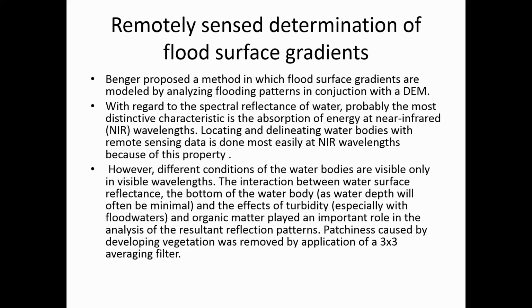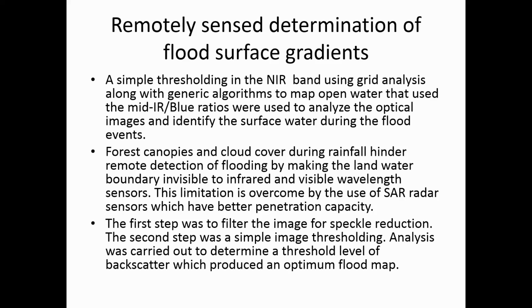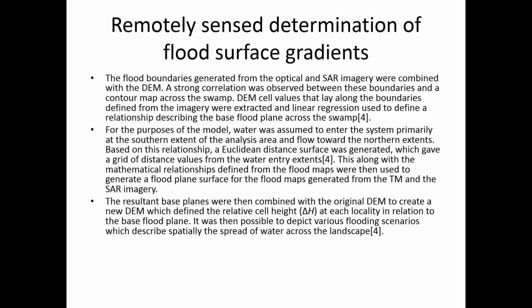Next one is the remotely sensed determination of flood surface gradients. Here the water is located by its near infrared wavelengths. Then the entire terrain of the nearby region is modeled using these frequencies and wavelengths, and hence the height of the water column is extracted, and using image processing techniques, the propagation of floods is done.